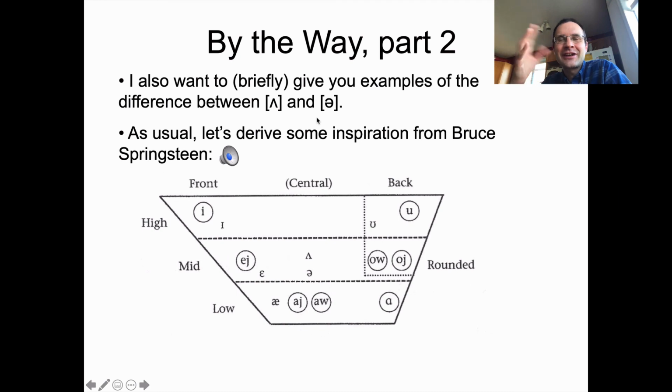And so Bruce Springsteen, in trying to copy Southern American speech, often tries to do the same thing, and it gets complicated because he's singing, so different things happen when you sing. But let's listen to this brief clip from The Boss.